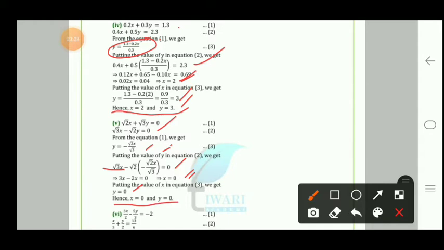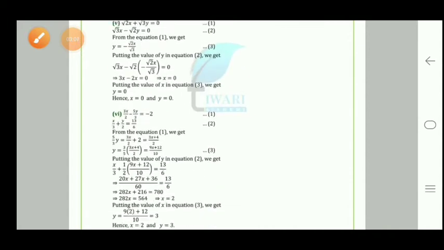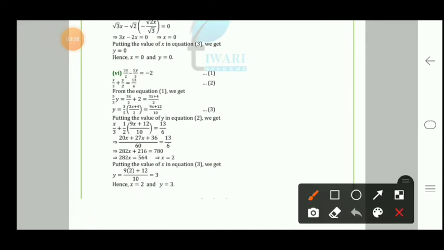Now moving towards the sixth part. What is given in the sixth part is 3x over 2 minus 5y over 3 is equal to minus 2, and x over 3 plus y over 2 is equal to 13 upon 6. Now from equation 1 we can write 5 upon 3y is equal to 3x upon 2 plus 2, which is equal to (3x plus 4) whole upon 2.